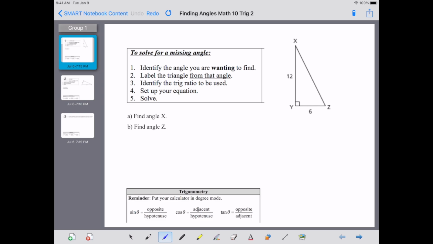The first step is to identify the angle you are wanting to find. Step 2, label the triangle from that angle. Step 3, identify the trig ratio to be used. Number 4, set up your equation. Number 5, solve.